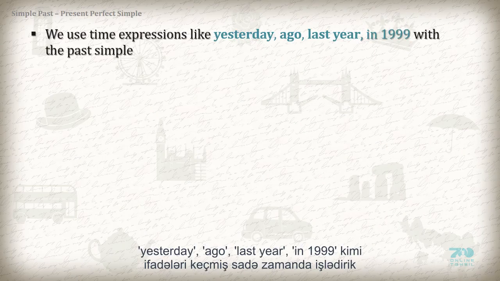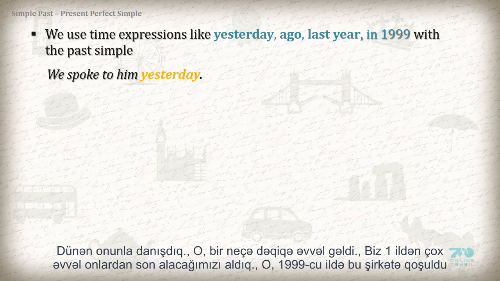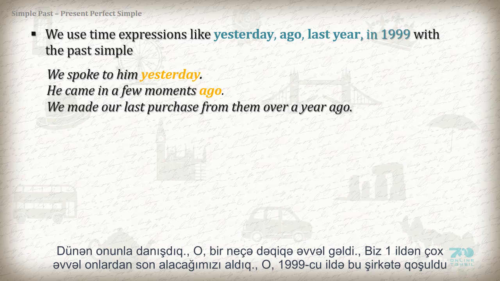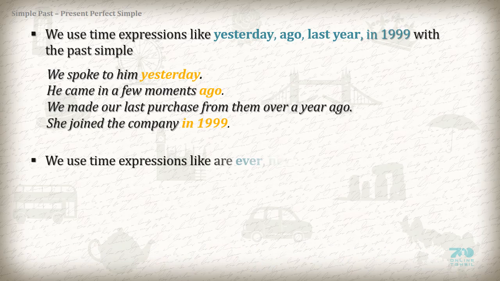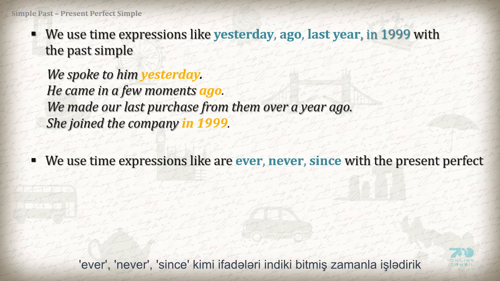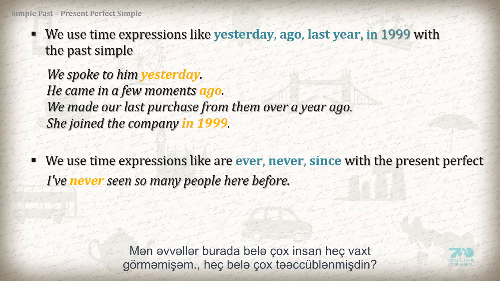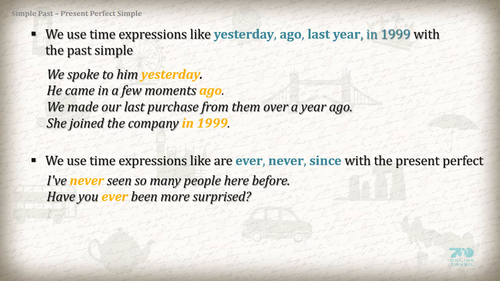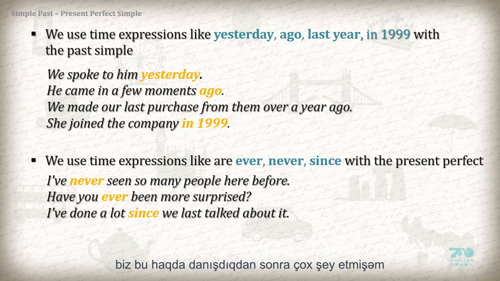We use time expressions like yesterday, ago, last year, in 1999 with the past simple. We spoke to him yesterday. He came a few minutes ago. We made our last purchase from them over a year ago. She joined the company in 1999. We use time expressions like ever, never, since with the present perfect. I have never seen so many people here before. Have you ever been more surprised? I have done a lot since we last talked about it.